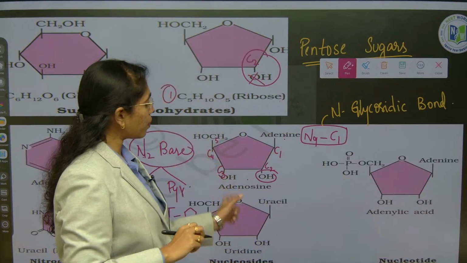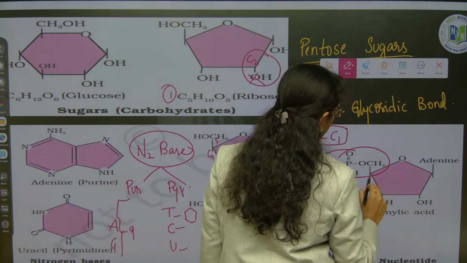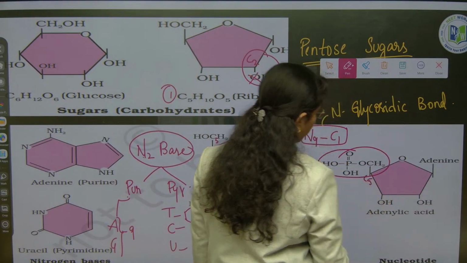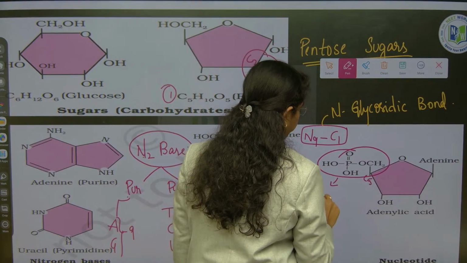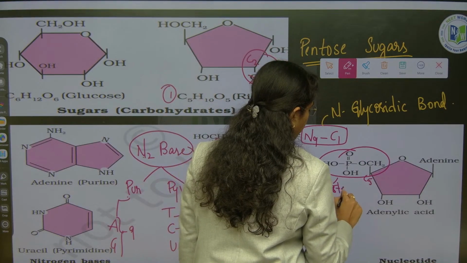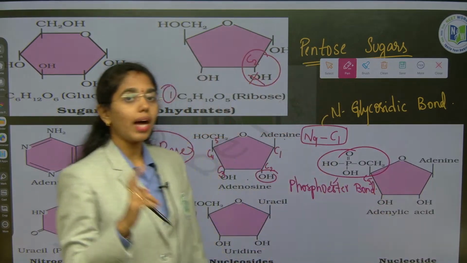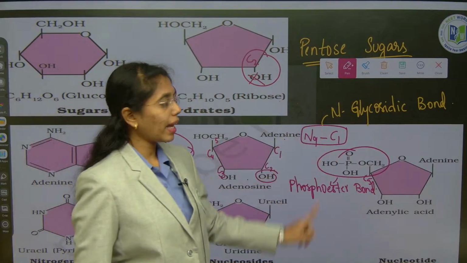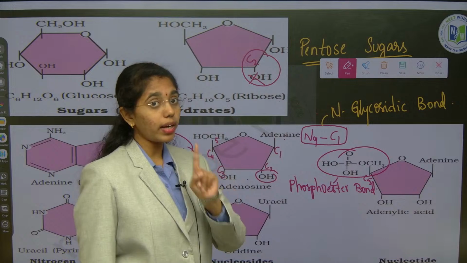Now, here we have C1, C2, C3, C4 and C5. To 5th carbon of this nucleoside, phosphate group is attached. Phosphate group is attached to 5th carbon of the nucleoside by what bond? Phosphoester bond. So, in a single nucleotide you will have two bonds, one is N-glycosidic bond and second is phosphoester bond. This will form one nucleotide.